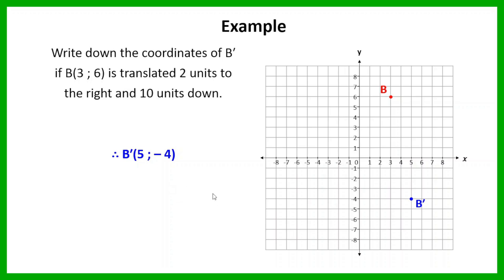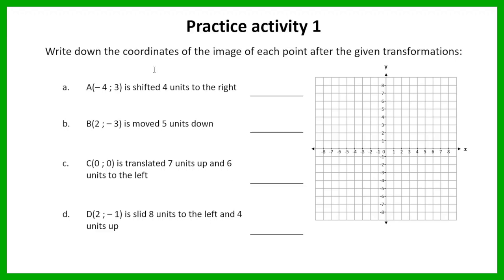Now you're going to do a few of them for yourself. In this activity over here, you're going to be working with 4 different points, and you're going to be translating them in different ways. In some of them, it says shifting or moving or translating or sliding. It doesn't matter. They all mean the same thing. They're all different ways of saying the same type of transformation, which is translations. Okay, so I'm going to give you 2 minutes to work on this activity.